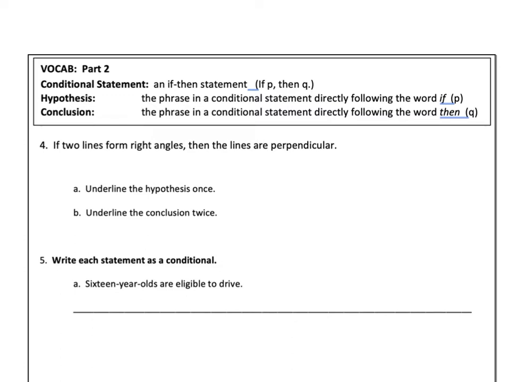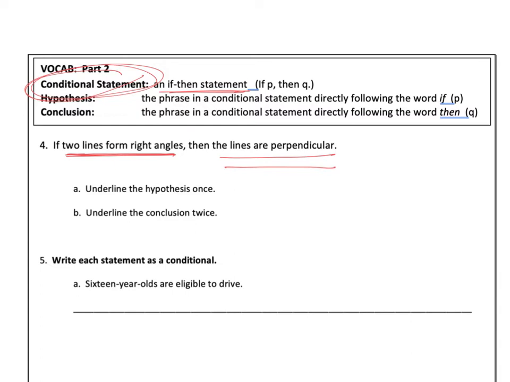If two lines form right angles, then the lines are perpendicular. We have an if-then statement. This is known as a conditional. A conditional statement is an if-then statement. So they want us to underline the hypothesis once. Well, the hypothesis follows the word if. So in this case, two lines form right angles is the hypothesis. They want us to underline the conclusion twice. Well, the conclusion follows the word then. So the lines are perpendicular is the conclusion. The hypothesis follows the word if. The conclusion follows the word then.